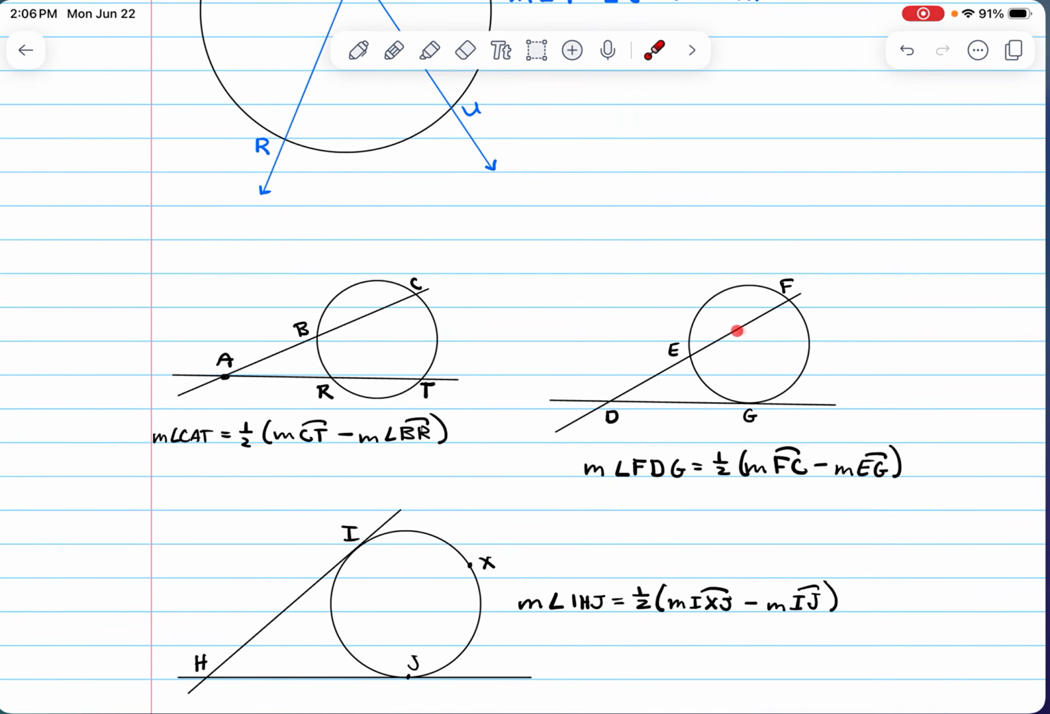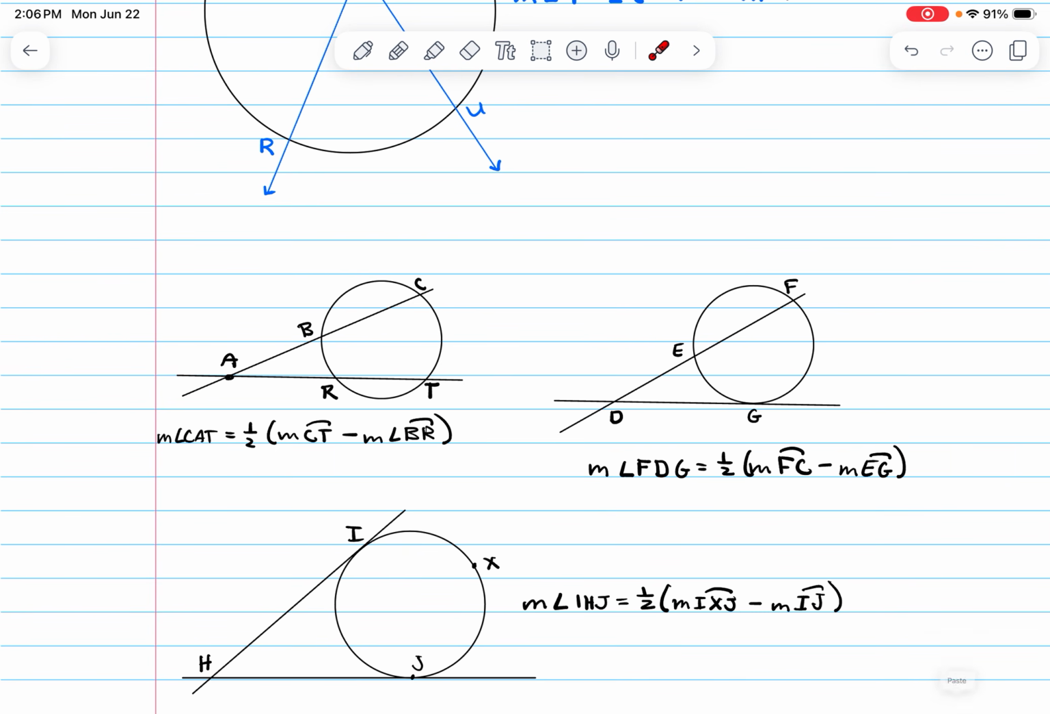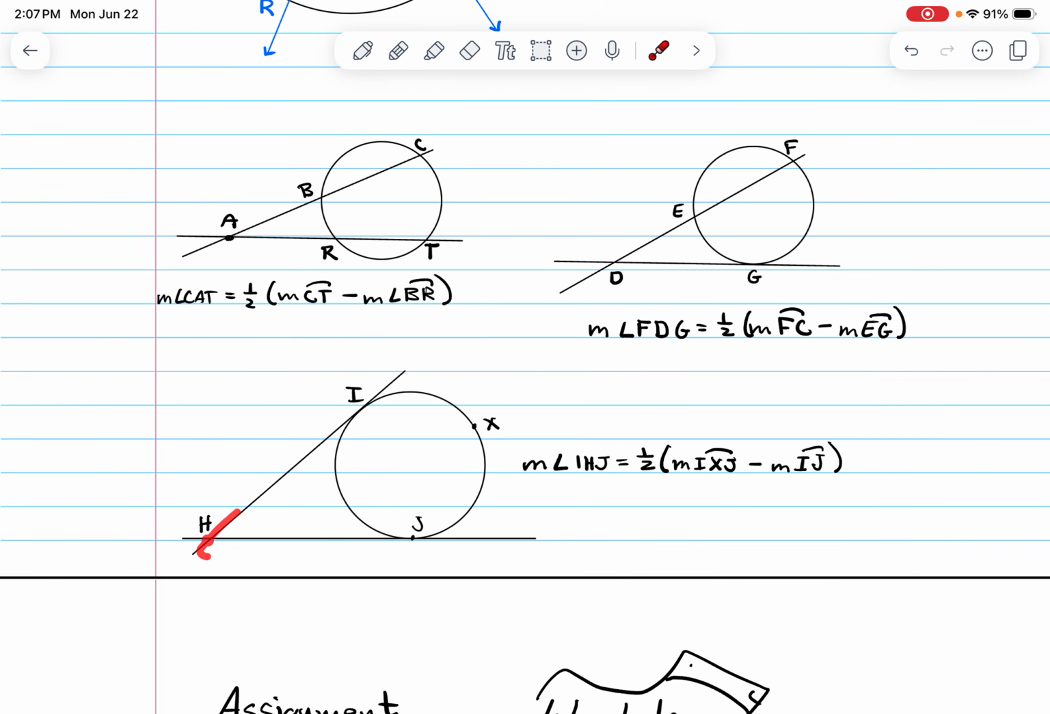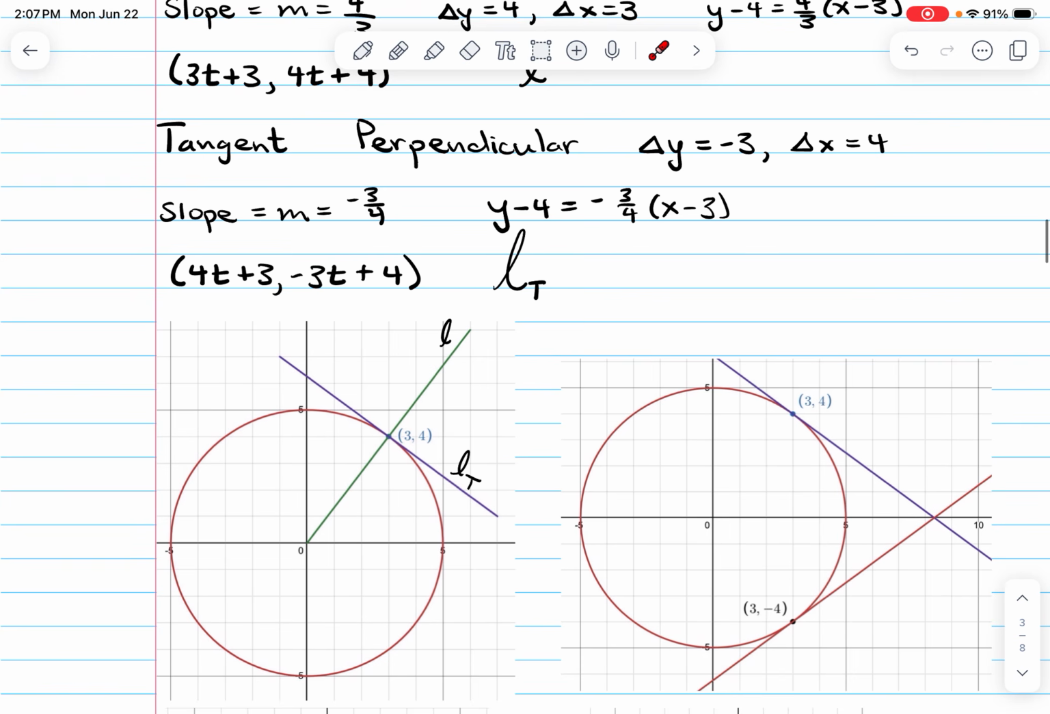Now look at this next one. We've got intersections outside the circle. This time it's a secant and a tangent. Still, the measure of this angle right here is going to be half the difference between this arc and this arc. Now here's two tangents, same thing. We look at this angle right here, half the difference between this arc and this arc. Okay, now I want to come back up here and talk about lines.